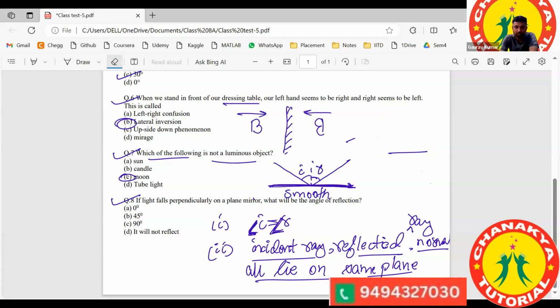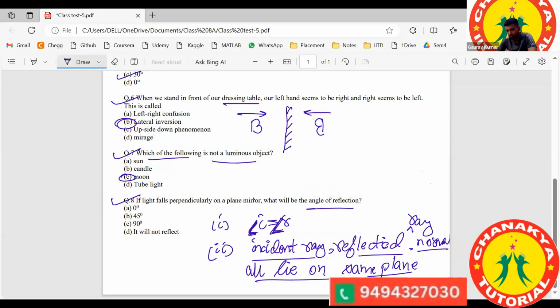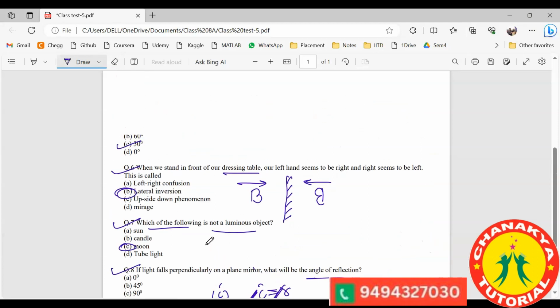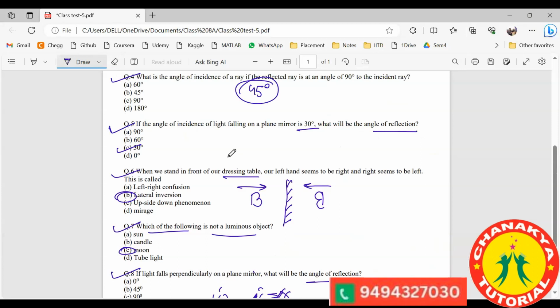So what were we talking about? We were talking about the eighth question. Forget the last one, the last question which I put in the last paper. Sir, the fifth question was not clear, because if the angle of incidence falling on a plane mirror is 30 degrees, angle of incidence means the angle related to the normal. It's with respect to the normal that we call it the angle of incidence.